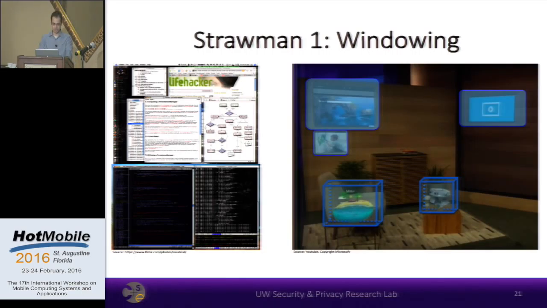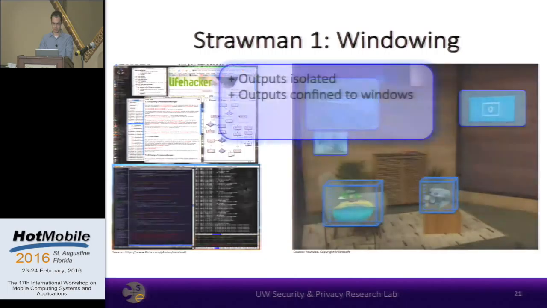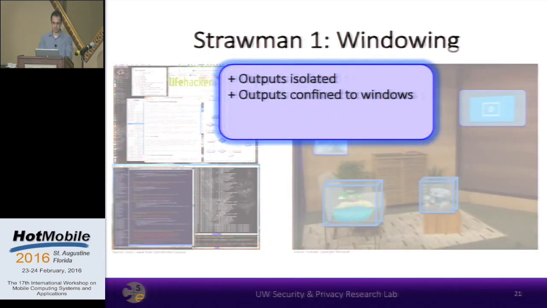This model provides a number of benefits, much like in desktop systems. Visual outputs from different apps are isolated from each other, and they are confined to bounded windows positioned by the user, allowing the OS to exert coarse-grained control over the placement of virtual content.